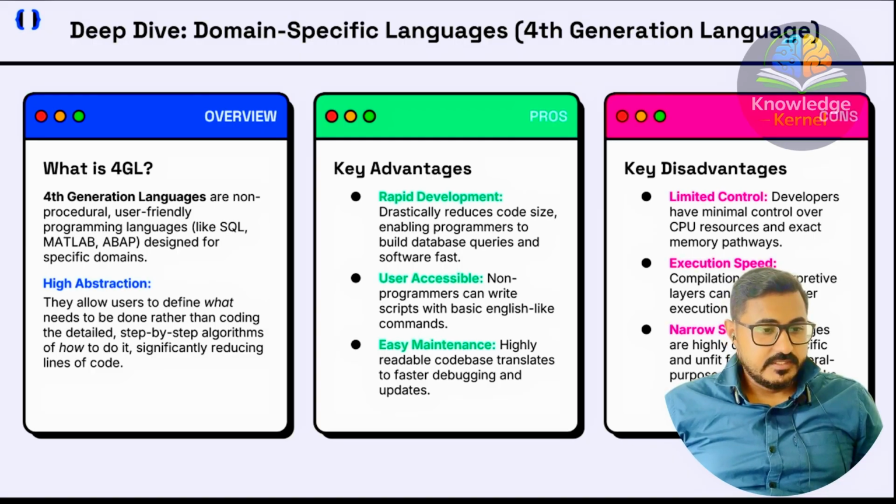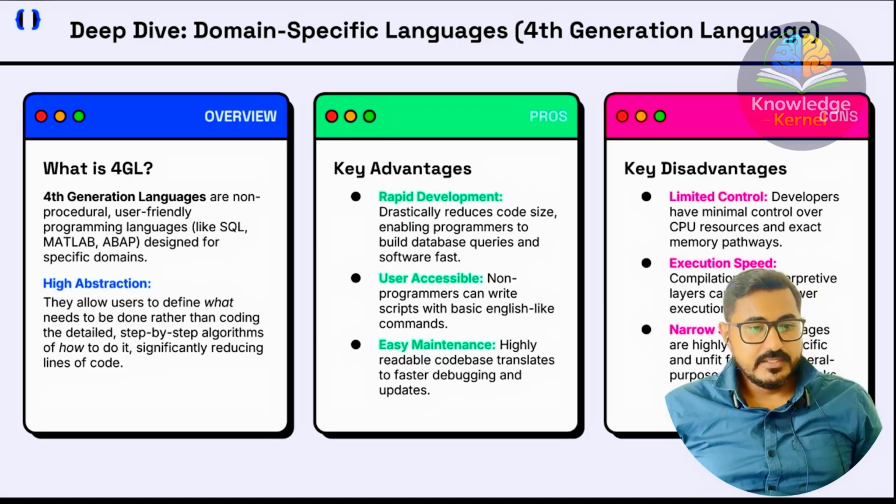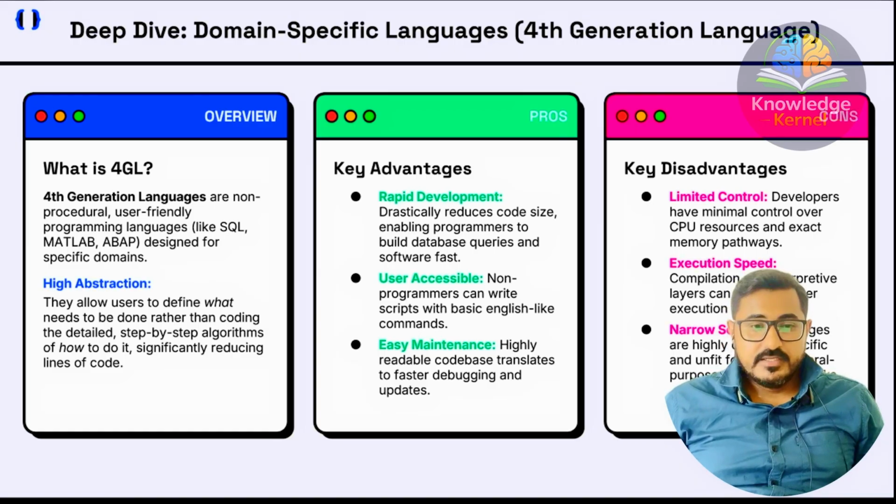Here, these languages commonly allow users to define what needs to be done rather than coding the detailed step-by-step algorithms of how to do it. So this commonly reduces the lines of code. The key advantage of these fourth generation languages is rapid development. Since the lines of code required for a particular task are reduced to one or two lines of command, the total development speed will increase.